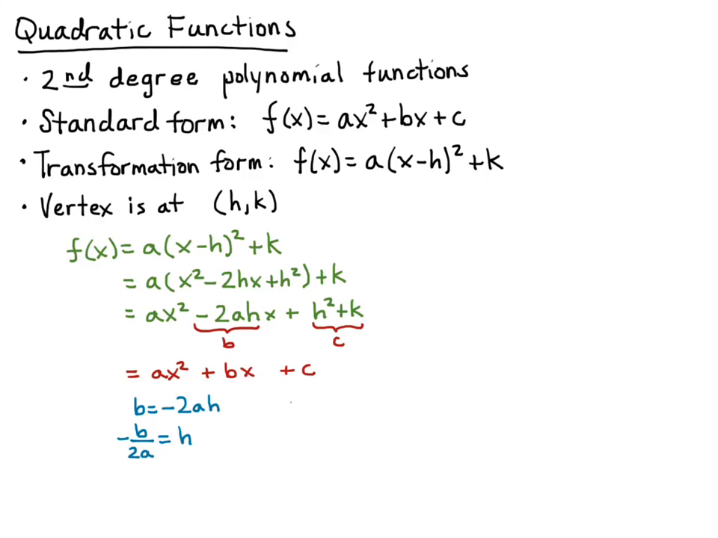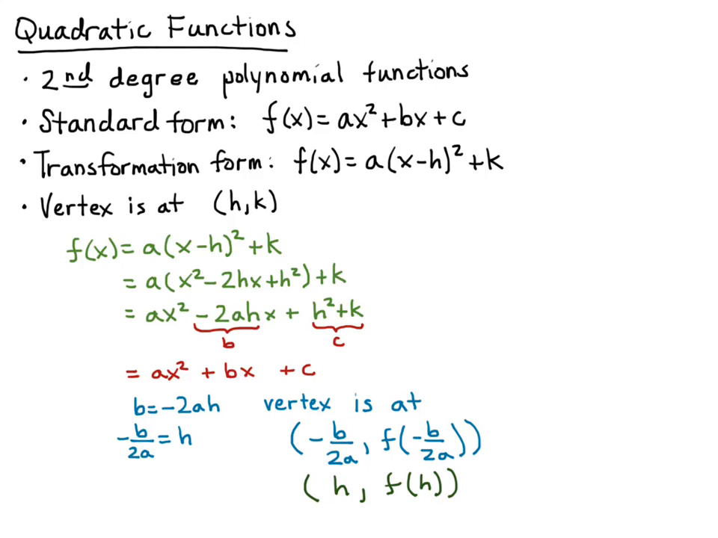So let me look at the b one first. b equals negative 2ah, and so we can say h equals minus b over 2a. Now this is a nice handy formula because when we have the function in standard form, it tells us where the vertex is, because once we know h, we can get k. So if we calculate minus b over 2a and then put that in the function, we'll get the vertex. So k, of course, is f of h.